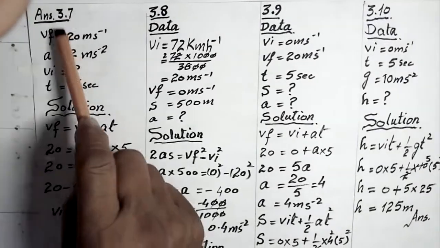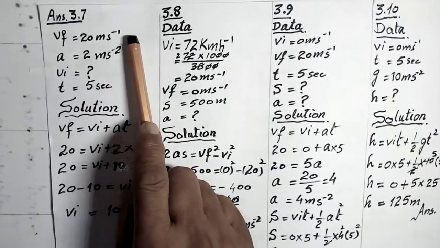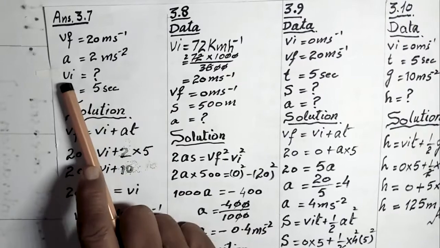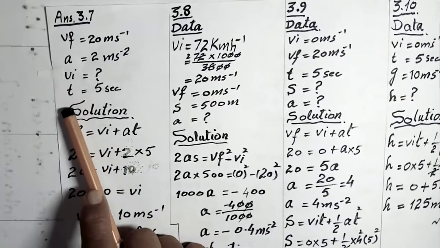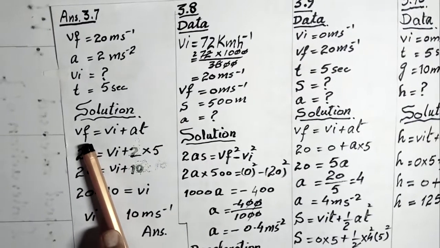Numerical number 3.7. Vf is equal to 20 meter per second. A is equal to 2 meter per second square. Initial velocity you have to find out. T is equal to 5 seconds. We apply first equation of motion.